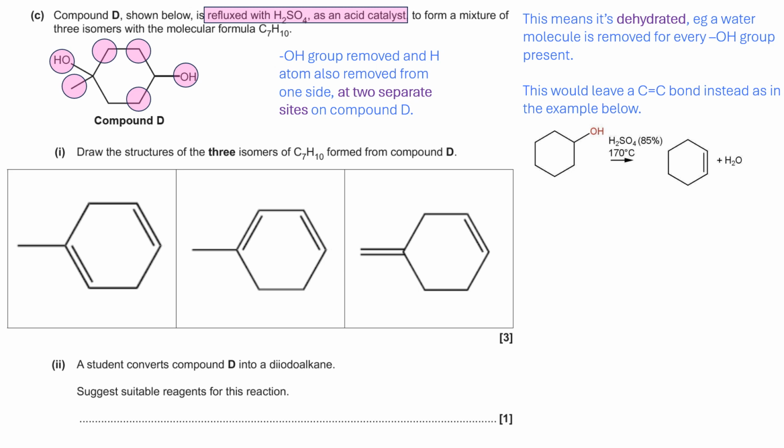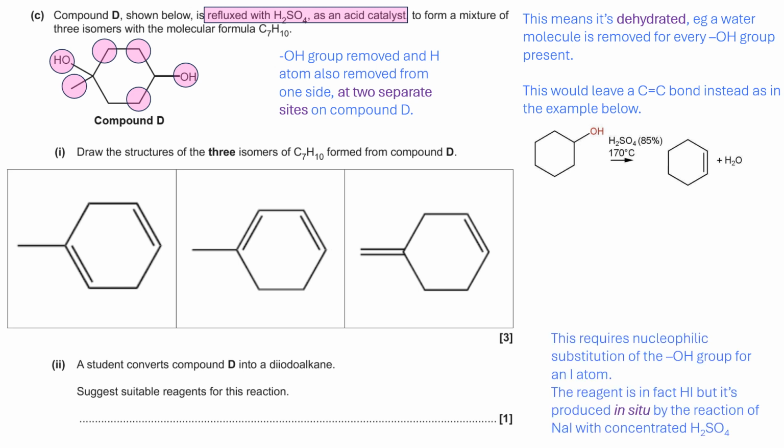Then it says at the bottom, a student converts compound D into a diiodoalkane. So essentially what you're doing is you're substituting the OH group for an iodine atom. This is nucleophilic substitution. So the reagent is HI, or hydrogen iodide, but it's produced in situ by the reaction of sodium iodide or potassium iodide possibly with concentrated H2SO4.